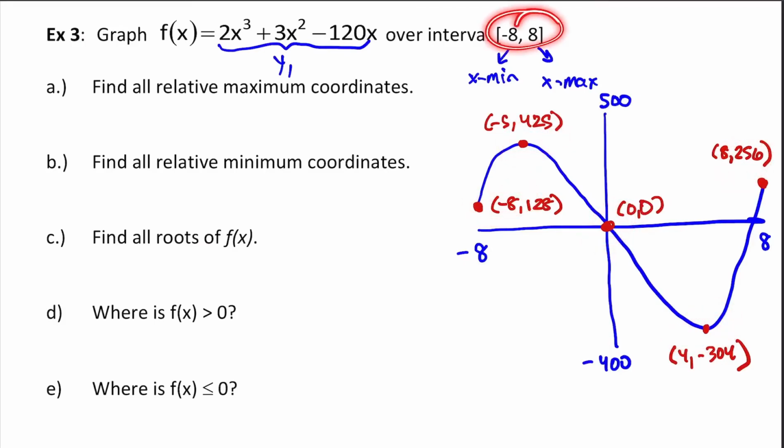But when you're given a closed interval, set your x min and x max. All right, find all relative maximums. Those are our peaks. There's one peak, that's it. It's the only one. That's -5, 425. Find all relative mins. Those are the valleys. I only see one right there. That is it. Remember, these can't be relative maxes or mins because I don't see what's on the other side of those. It has to be a peak or a valley to be a relative extrema, what we say. So this one is the minimum right there. 4, -304.